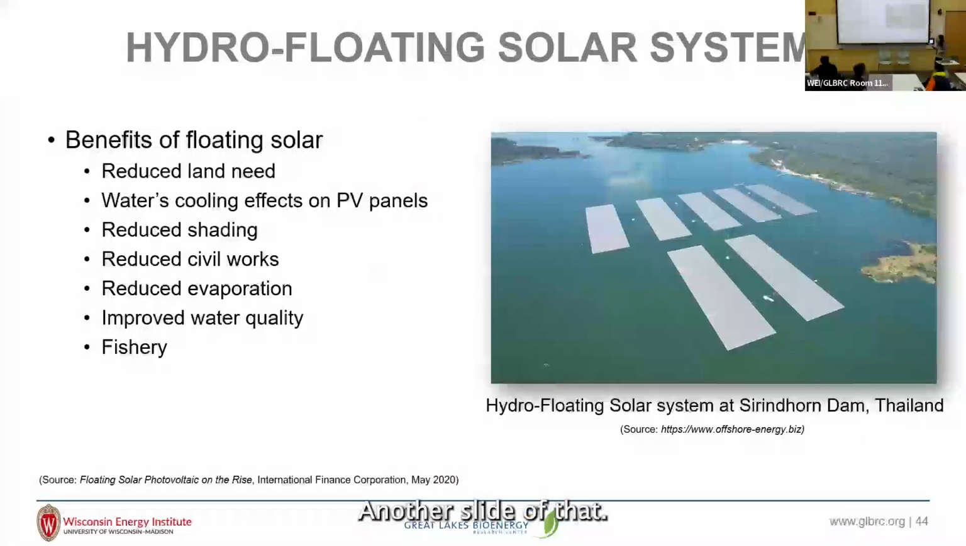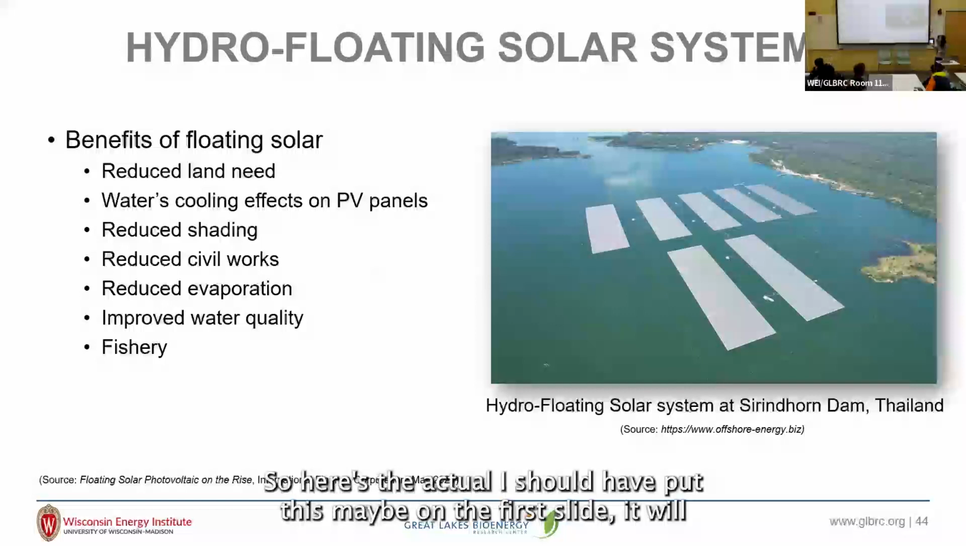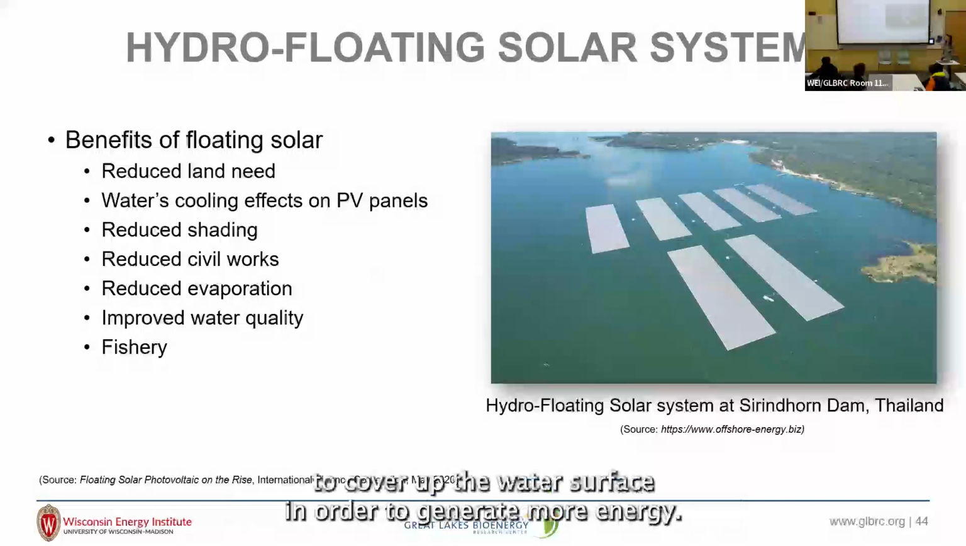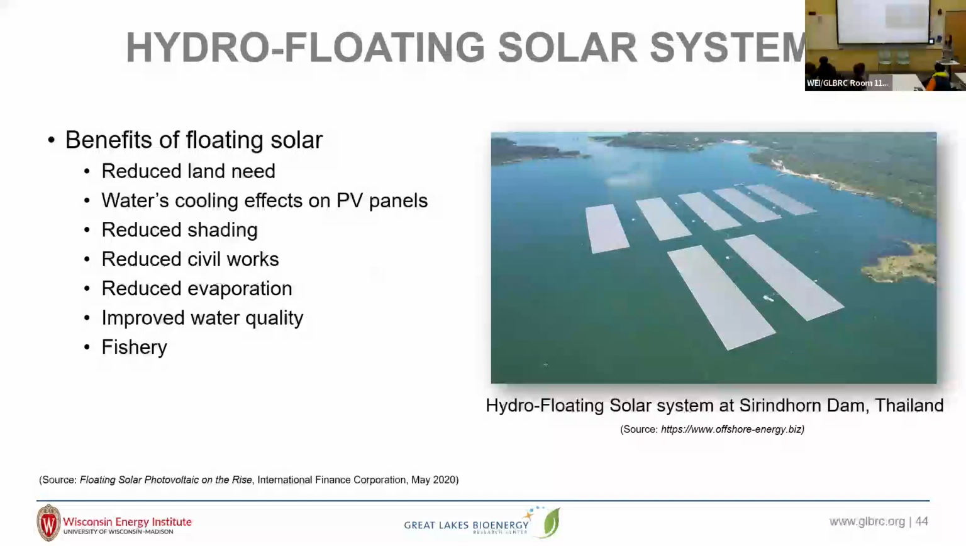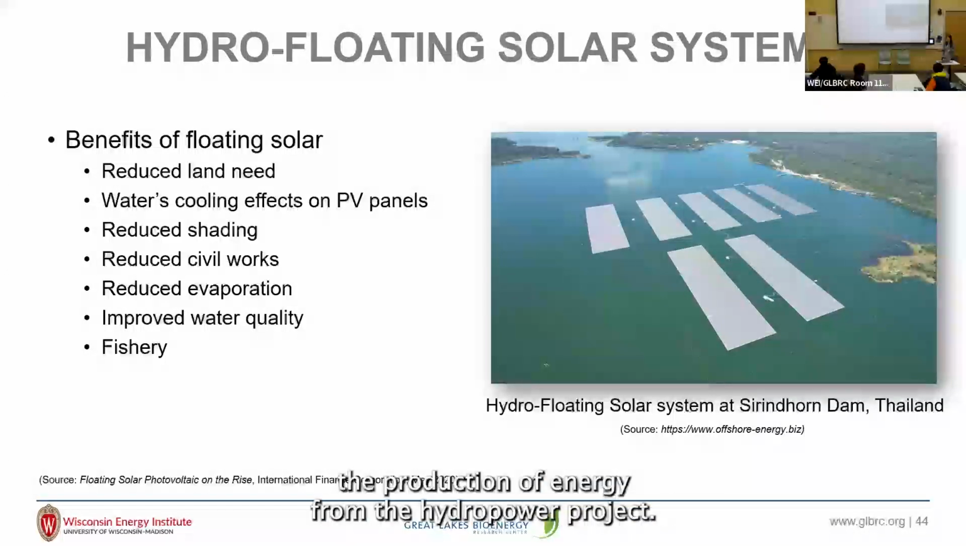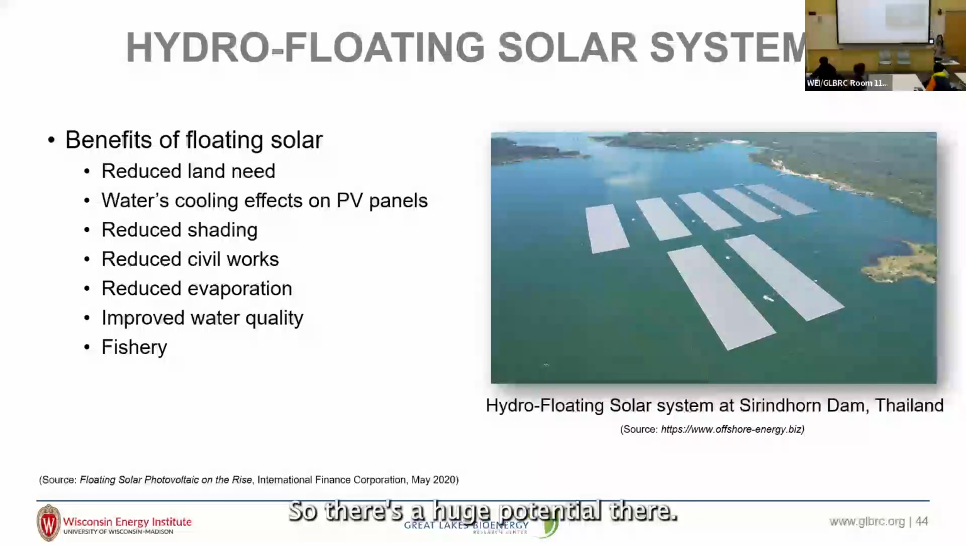Another slide of that. So here's the actual, I should have put this maybe on the first slide, it would be a lot more clear. So some people have run some ideas of how much you need to cover up the water surface in order to generate more energy. It's somewhere around 3 to 4% of the water surface. If you can convert that to floating solar, you can virtually almost double the production of energy from the hydropower project. So there's a huge potential there.